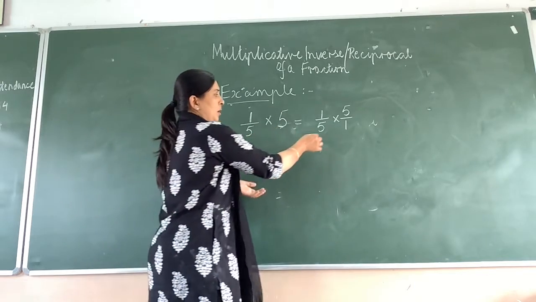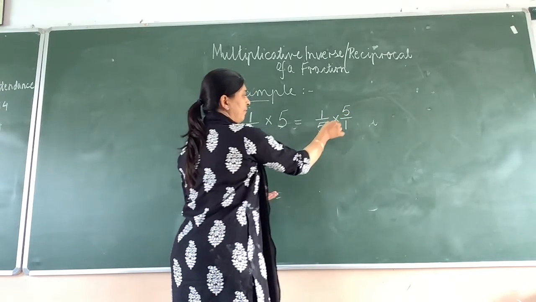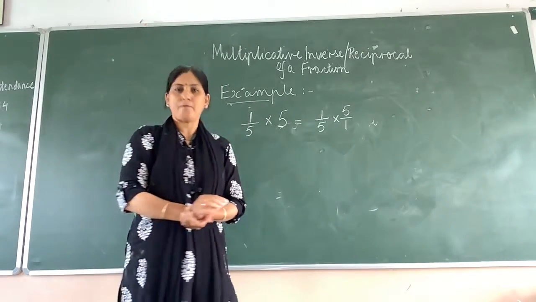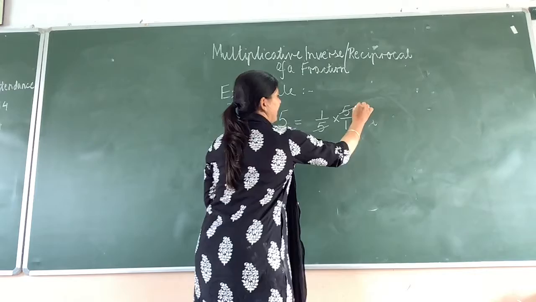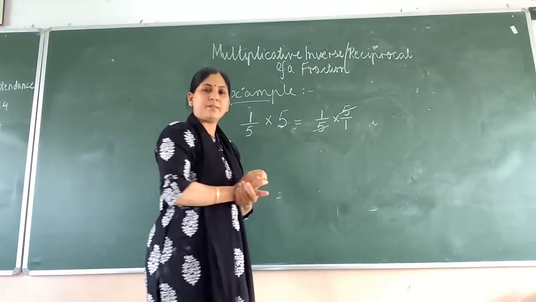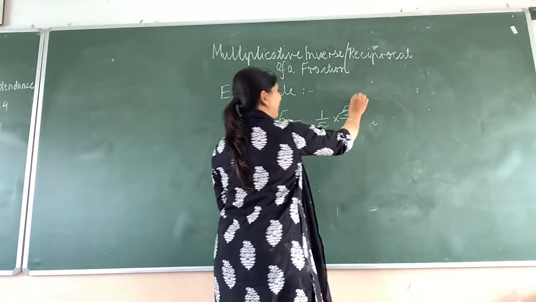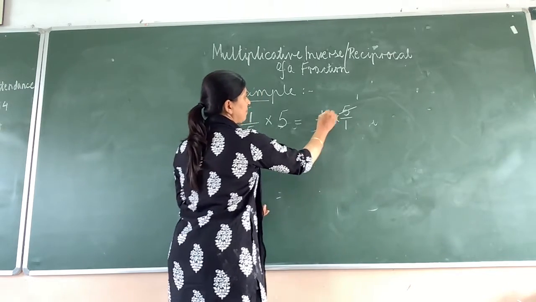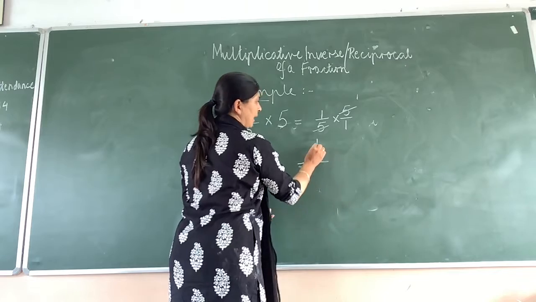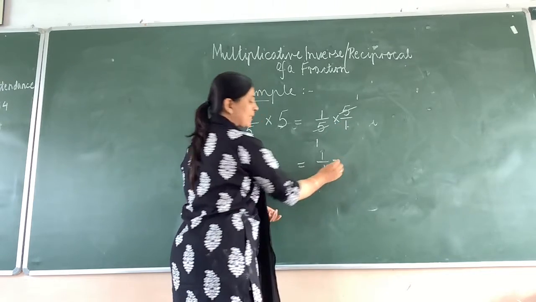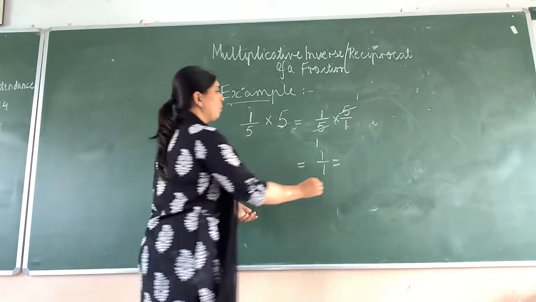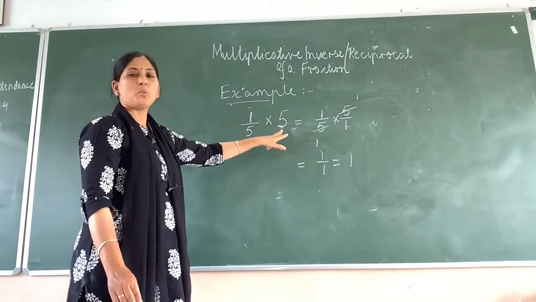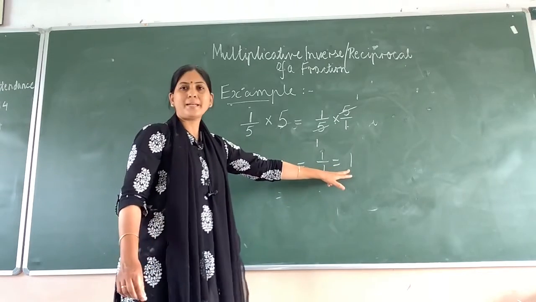Now, numerator 5 and denominator 5 can both be reduced by 5. So let us divide 5 by 5. When we divide 5 by 5, we get 1. So 1 times 1 is 1, and 1 times 1 is 1. So 1 over 1 means 1. So you see, when we multiply 1 over 5 with 5, what do we get?